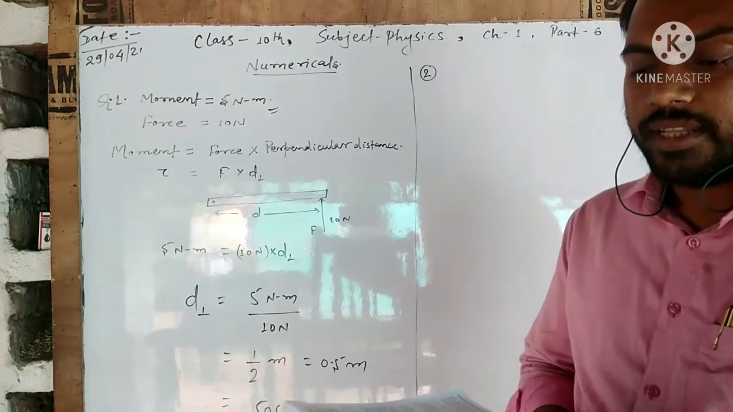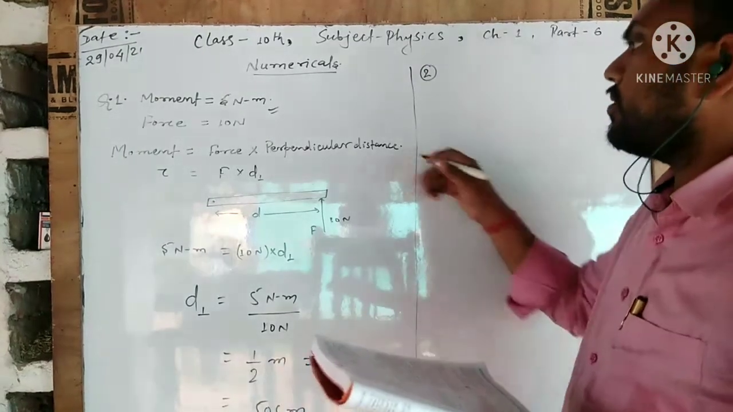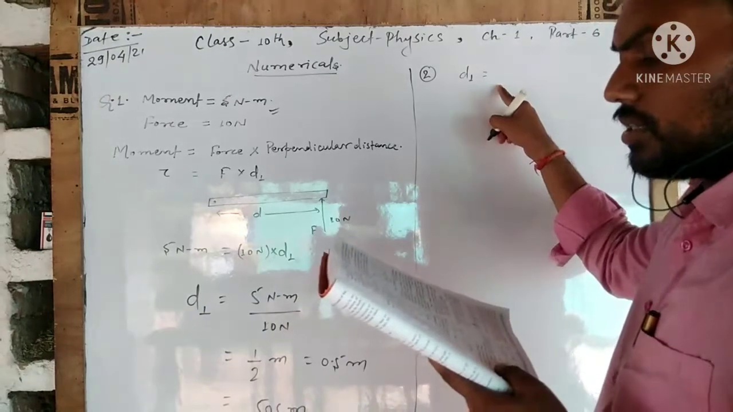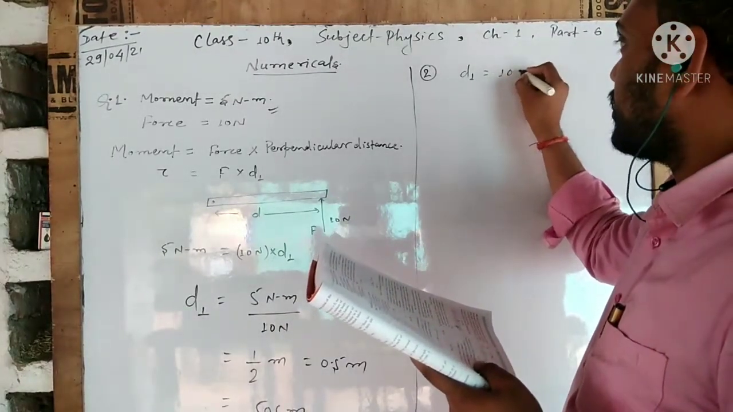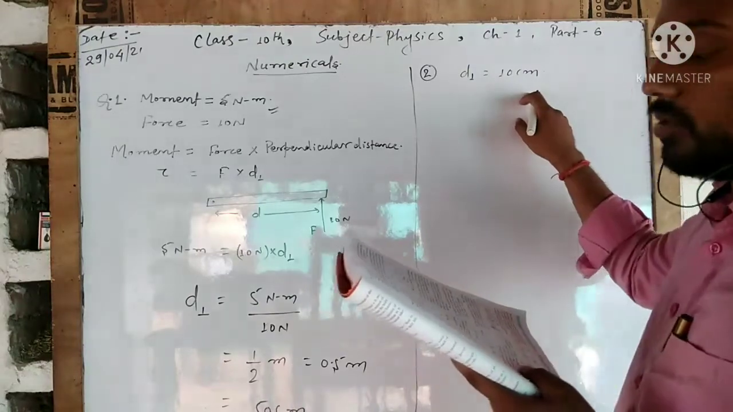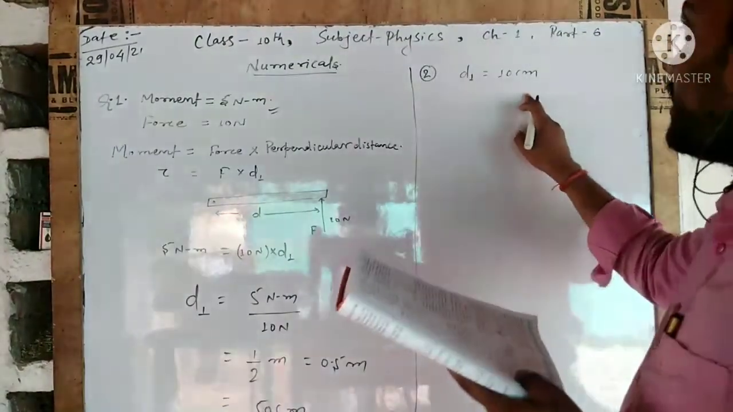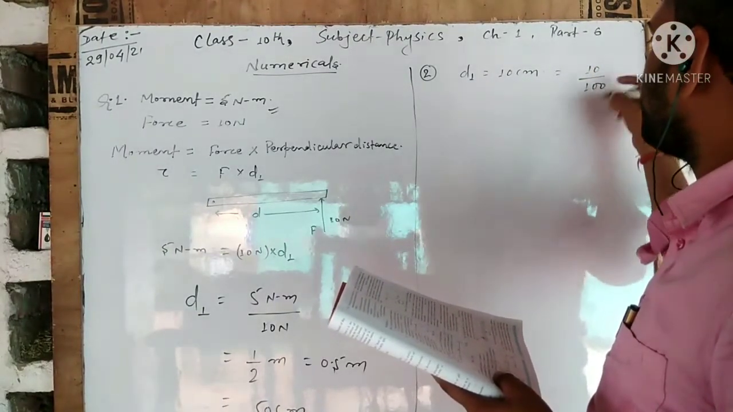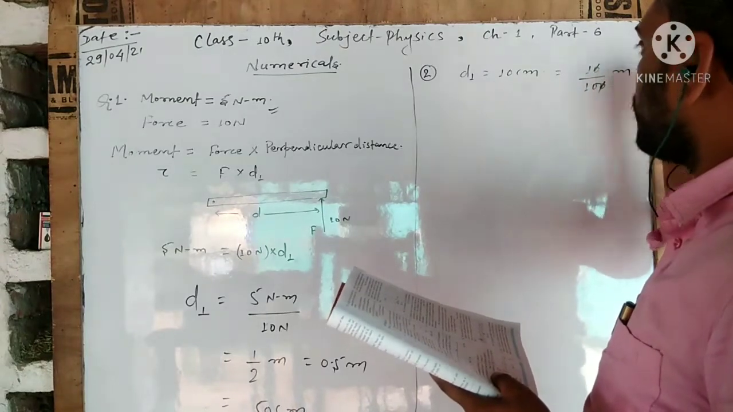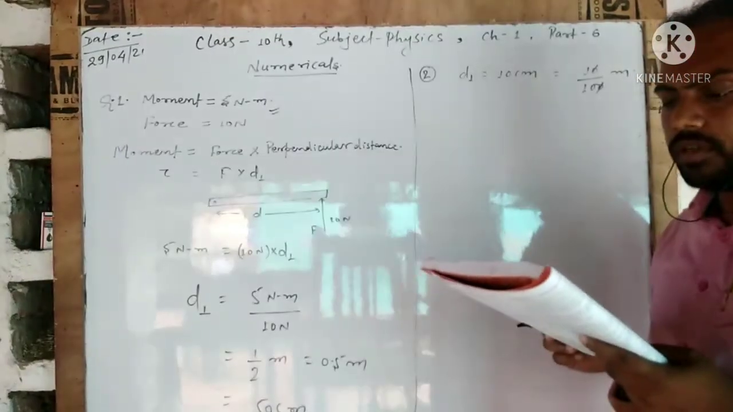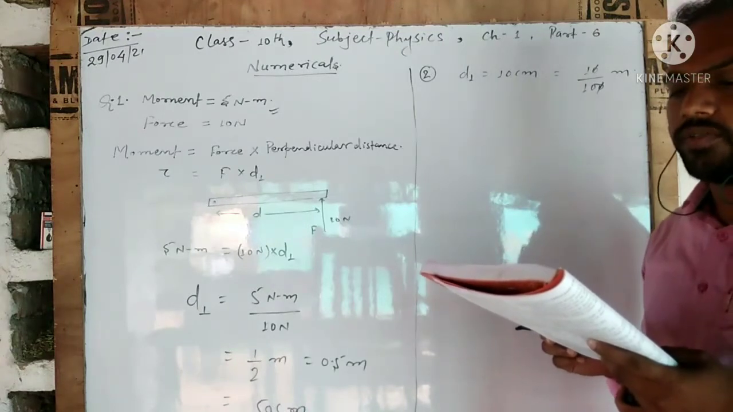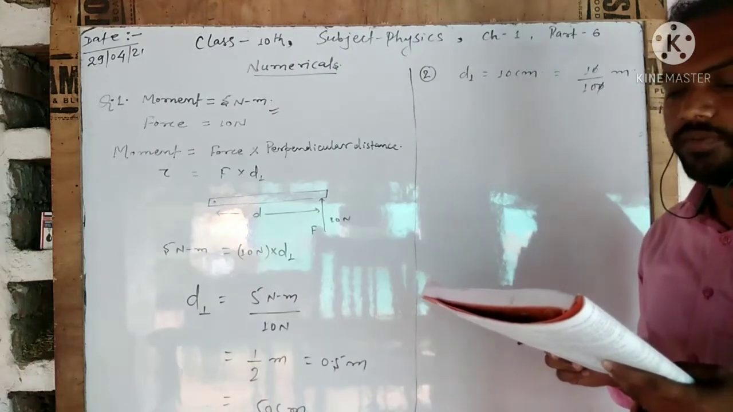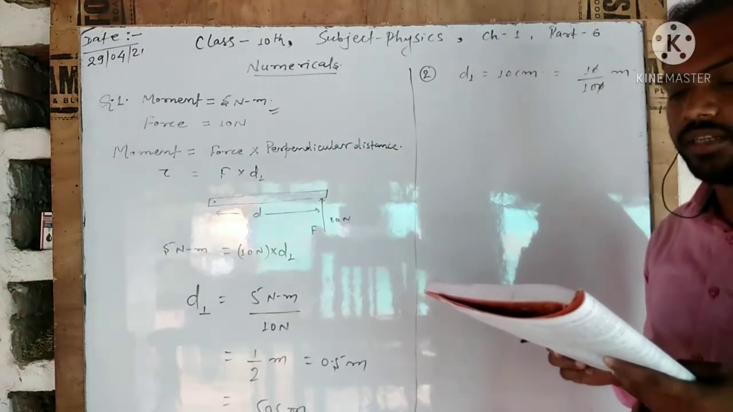Here it has given the length of the wrench. Length of the wrench means distance. Distance is 10 centimeter. It is centimeter, a point to be noted, so you have to convert it into meter. I will convert it into meter by dividing by 100. Now, the least force required is 5 Newton. Find the moment of the force needed to turn the nut.